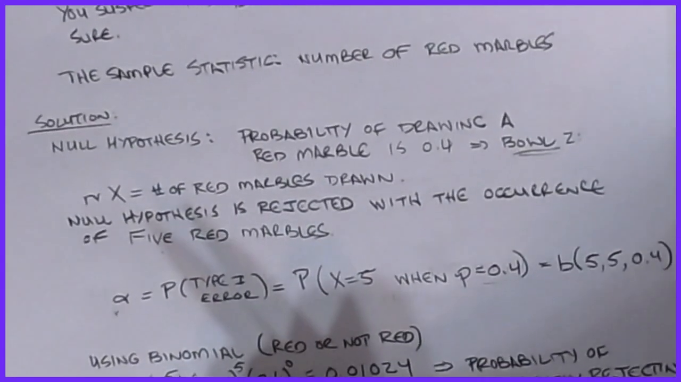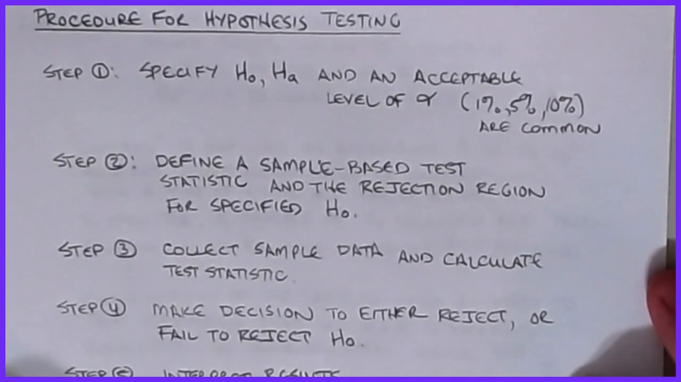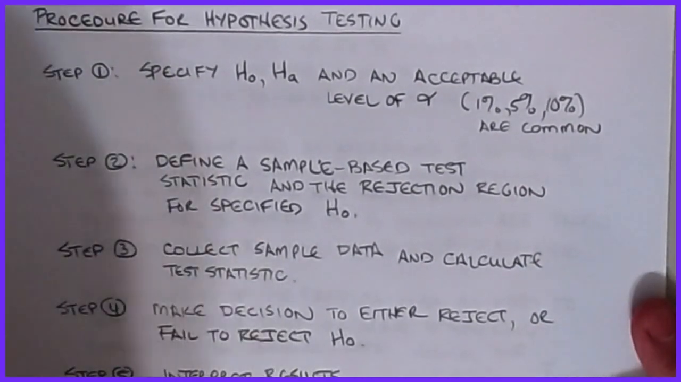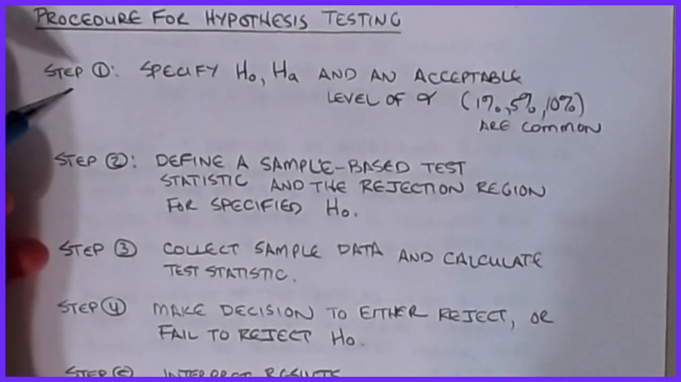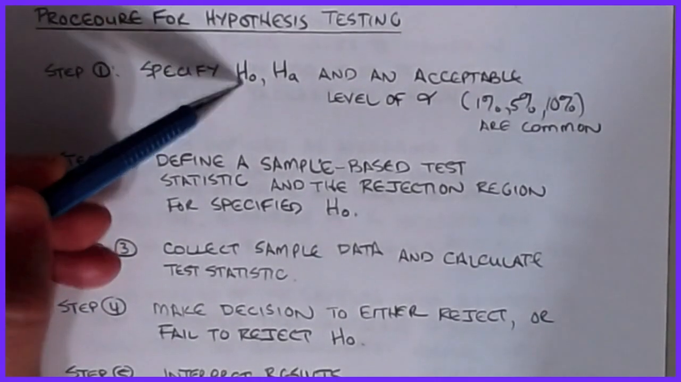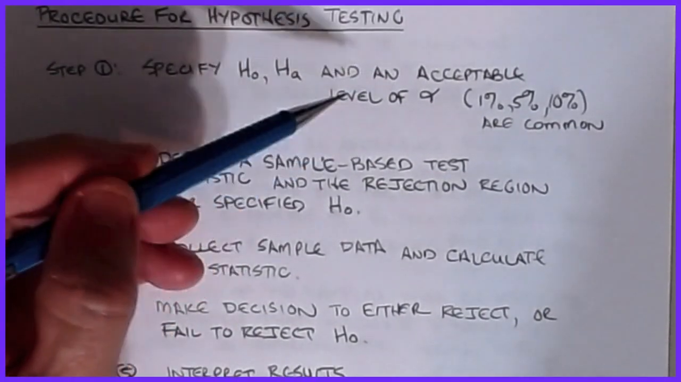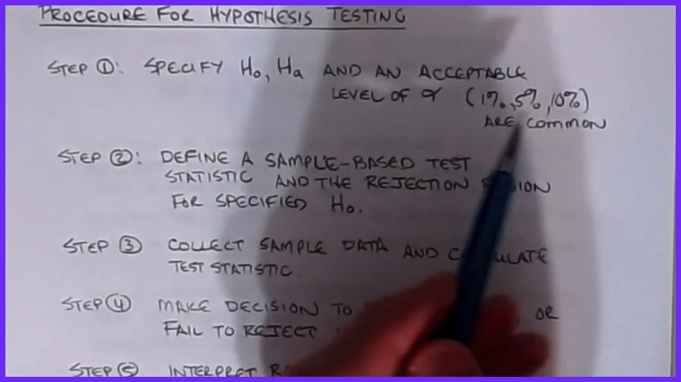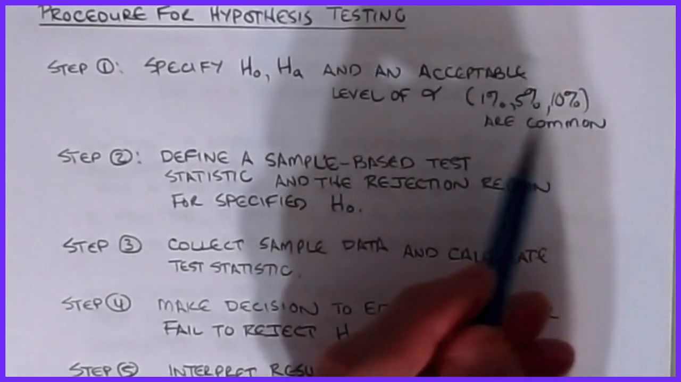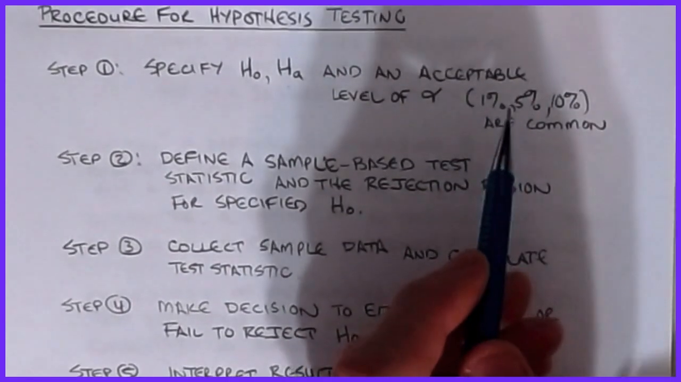All right, now, before we go any further, let's set up a procedure for hypothesis testing. It's basically 5 simple steps. Well, maybe not so simple, but it's not too bad. And I'll walk you through an example after we get this outlined. First, we're going to specify our null hypothesis and our alternate hypothesis and an acceptable level of alpha. So again, 1%, 5%, 10%, or you compute it like we did in the last example, whatever you want to do. Typically 5% seems to be the most common.